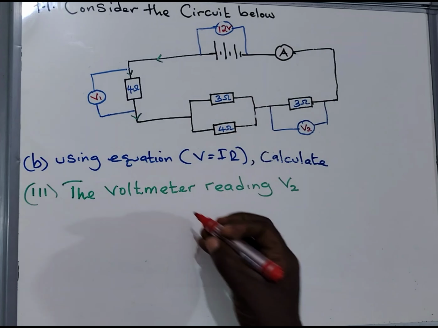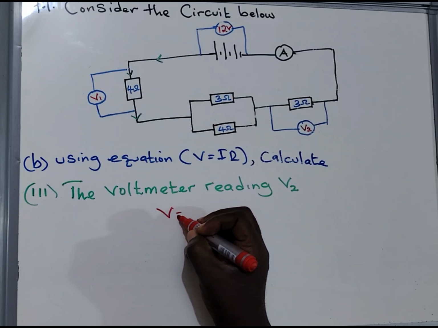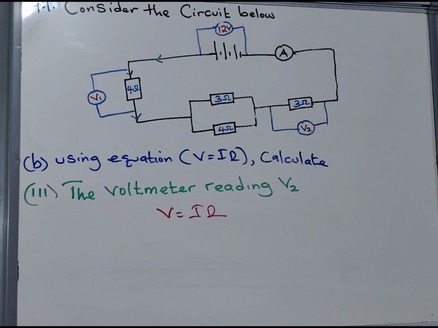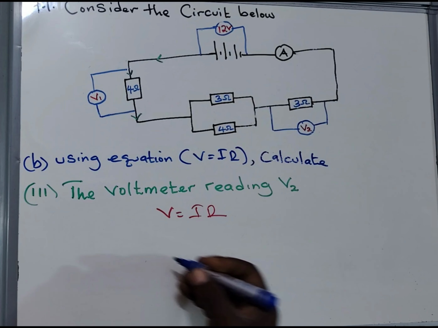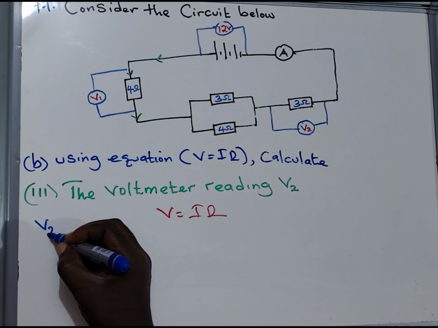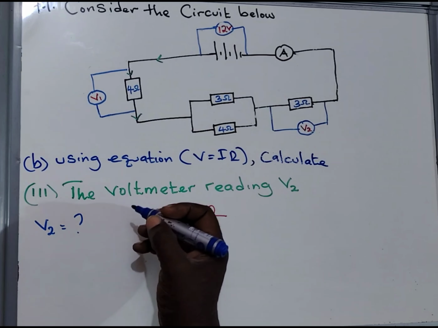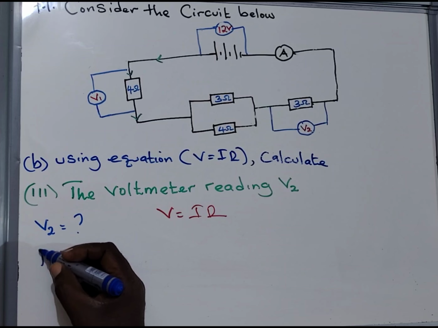You have to remember that the formula we are using is V equals IR. But we need to know that we are looking for V2. It's what we don't know. But what do we know? We know I.